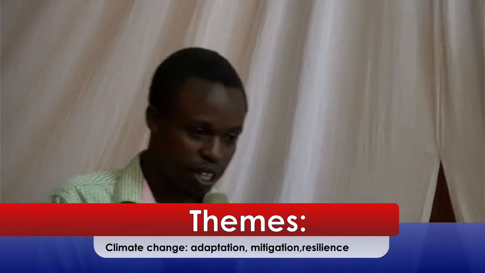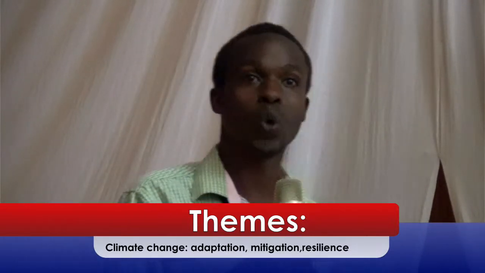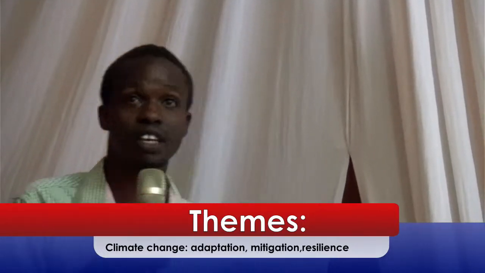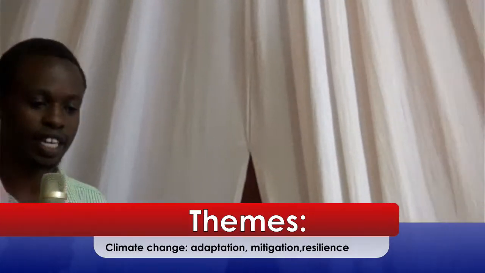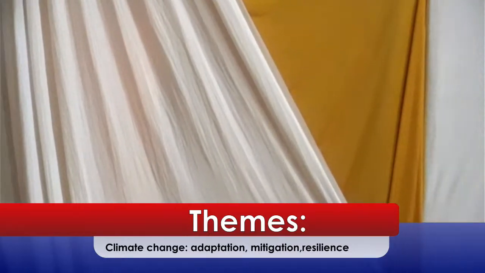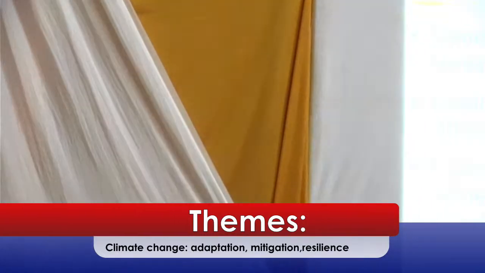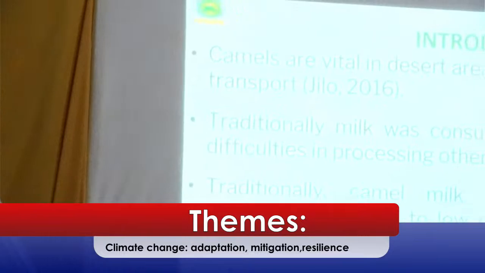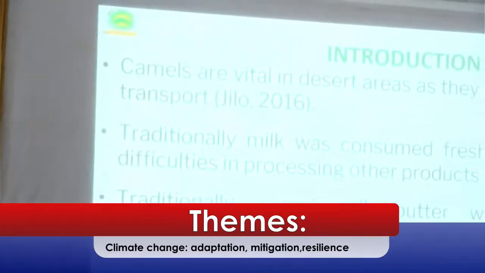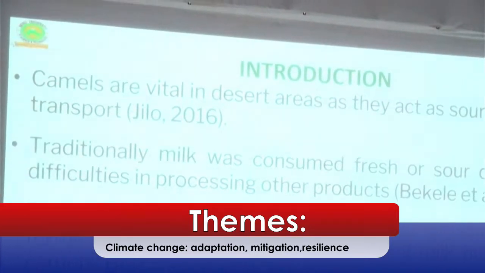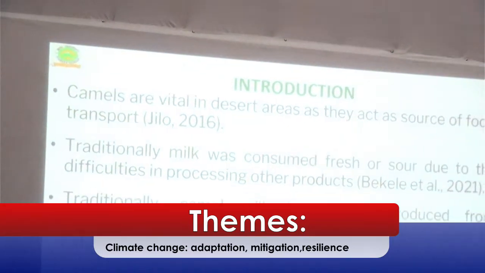To start with, we know of camels. They mostly live in desert or arid and semi-arid areas, and they are mostly used as a source of food or transport. Traditionally, milk was consumed either fresh or in sour form due to the difficulties which were involved when processing some of the products.